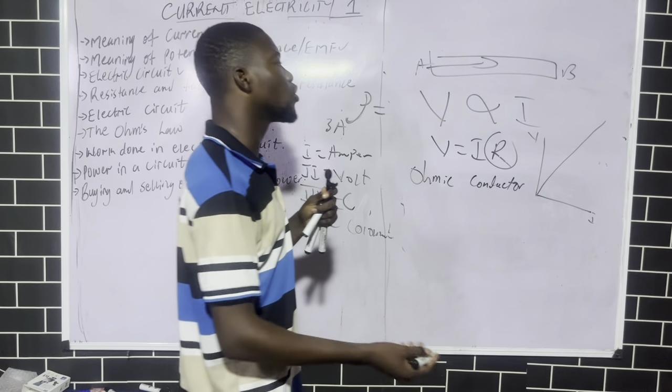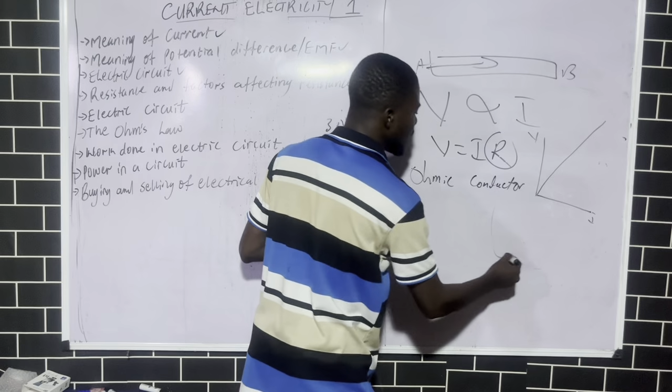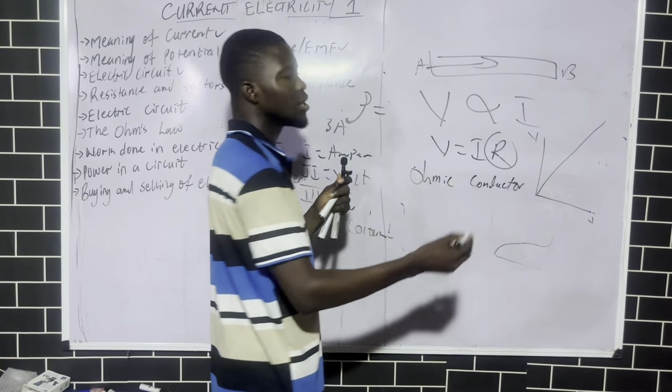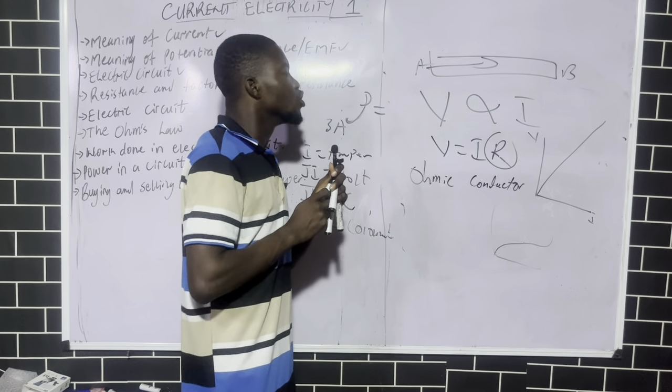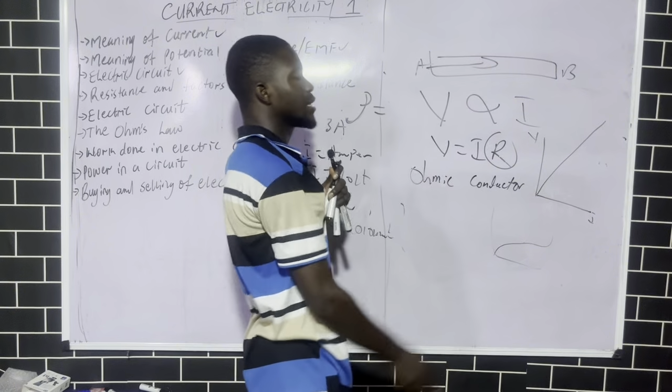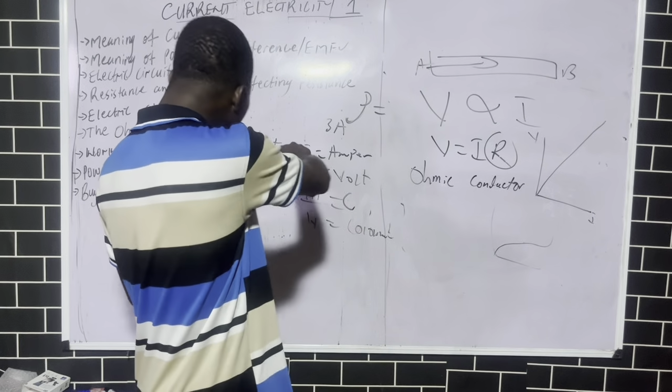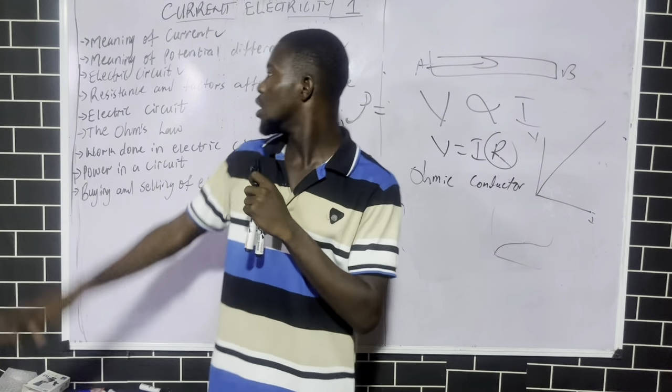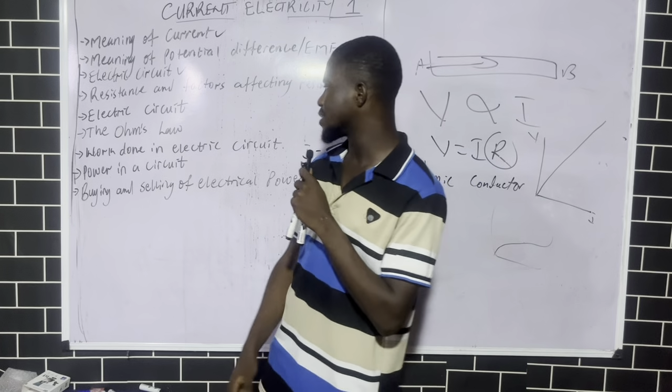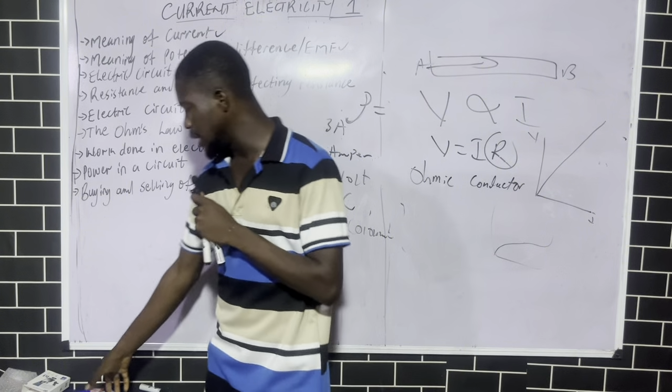But a non-ohmic conductor will not look like this. Probably it will be something like this, something like this. It does not look like that because it does not obey Ohm's law. So by Ohm's law, as voltage is increasing, current is also increasing. That's what Ohm's law is trying to say. So now that I've understood Ohm's law, let's look at work done in an electric circuit.